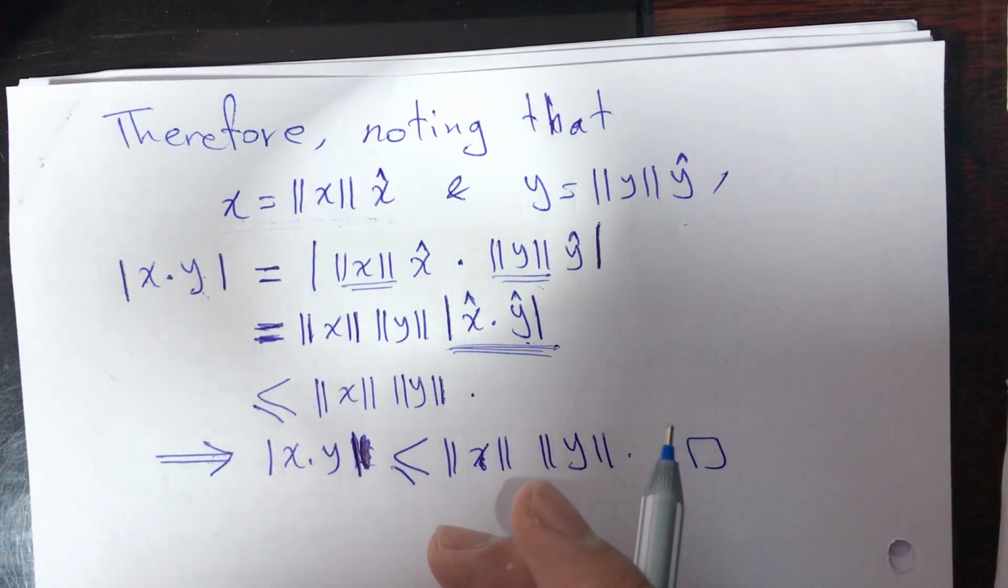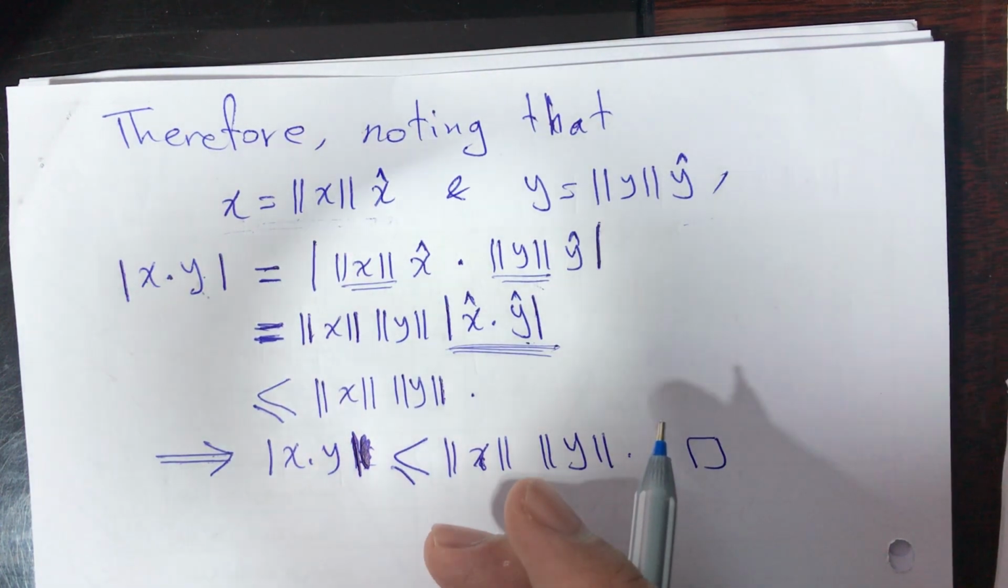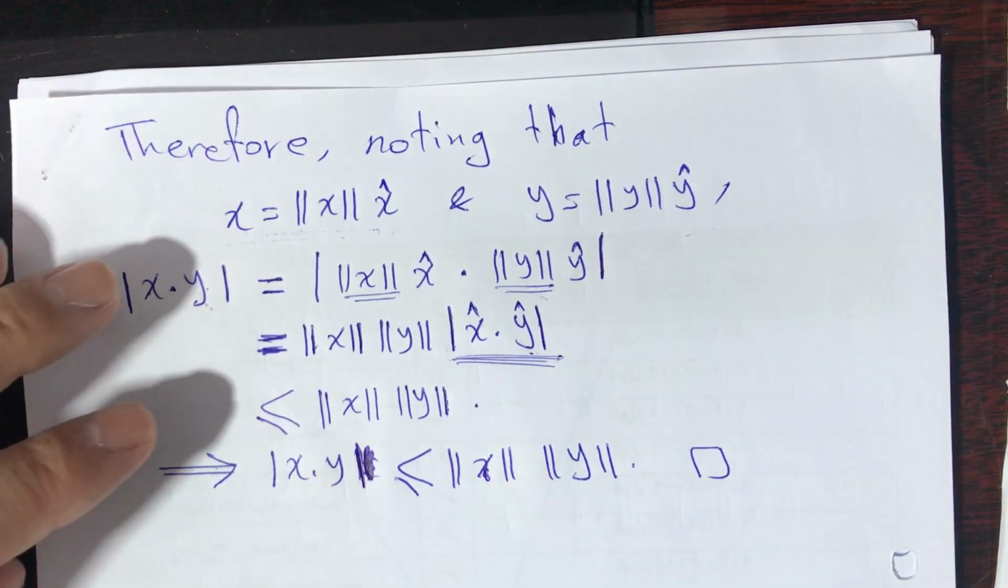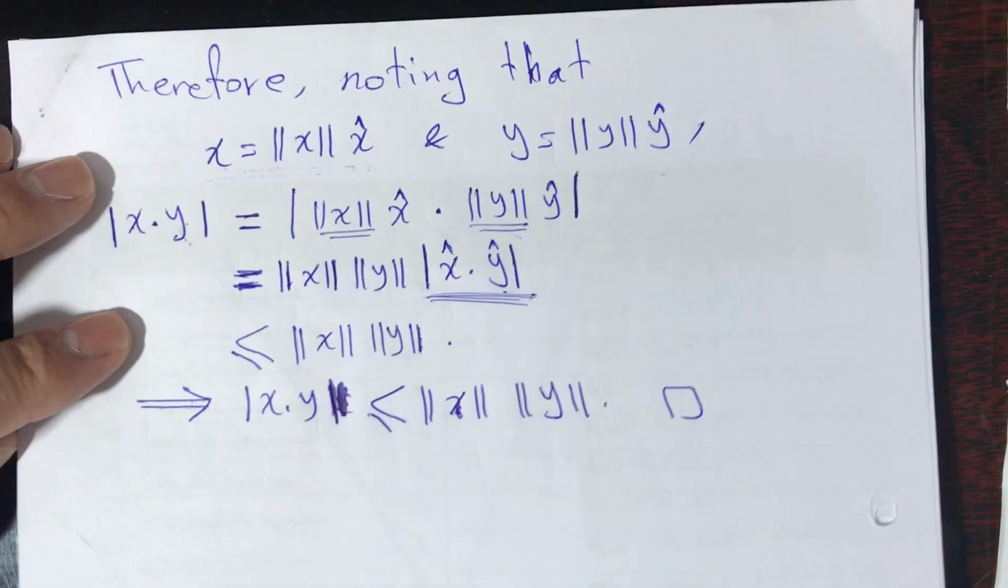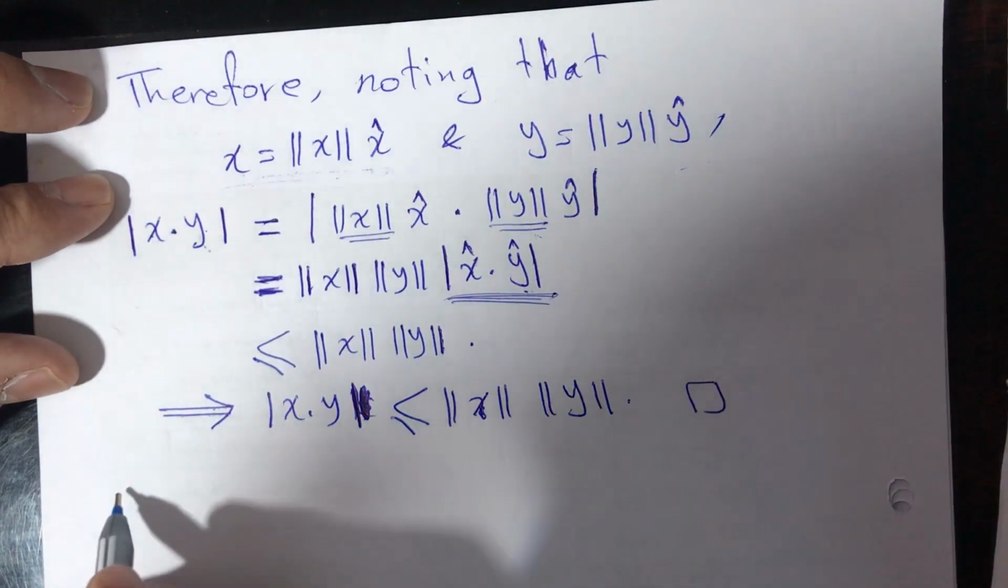I think this is clear. Now take an example to compute theta between two vectors. How can we compute theta between two vectors?